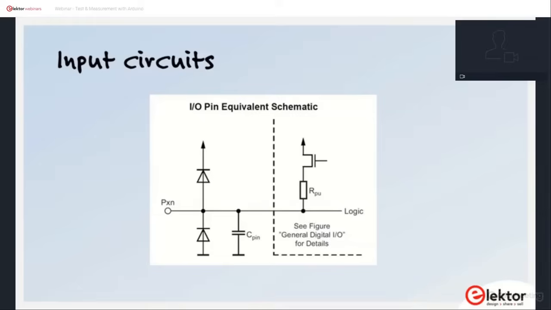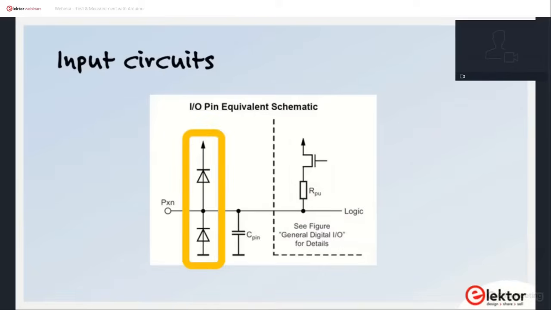Before we move on to generating test signals with Arduino, first a quick word on input circuitry. Digital inputs can have a pull-up resistor activated. This is not a real resistor and its value depends on the input voltage, so unless you really need it, make sure to disable it. When a pull-up is activated on an analog input, it will influence the result.